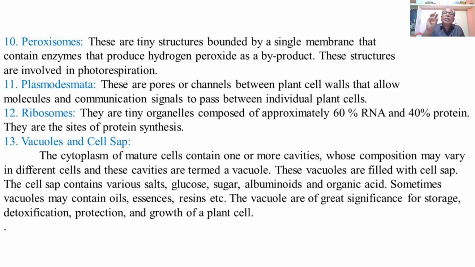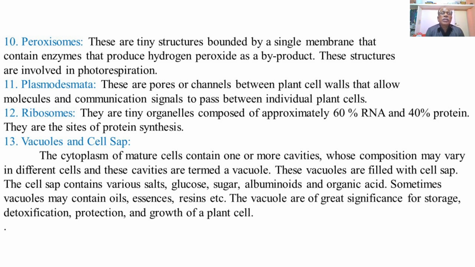Ribosomes are tiny, membraneless organelles composed of approximately 60% RNA and 40% protein. They are the site of protein synthesis. So ribosomes are meant for the process of protein synthesis in the cytoplasm of the plant cells.